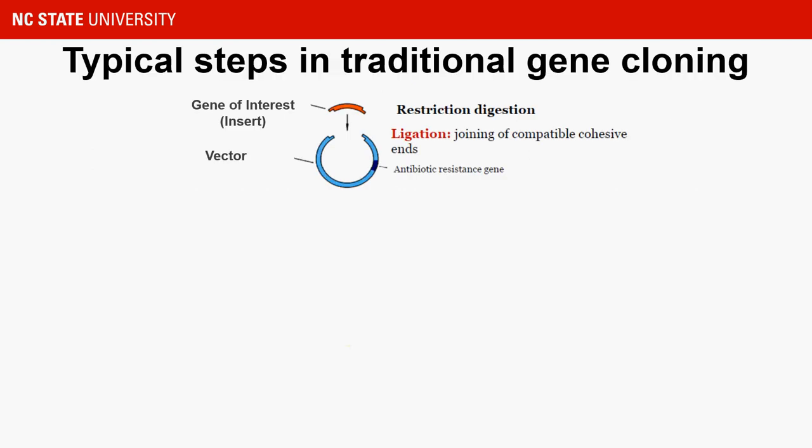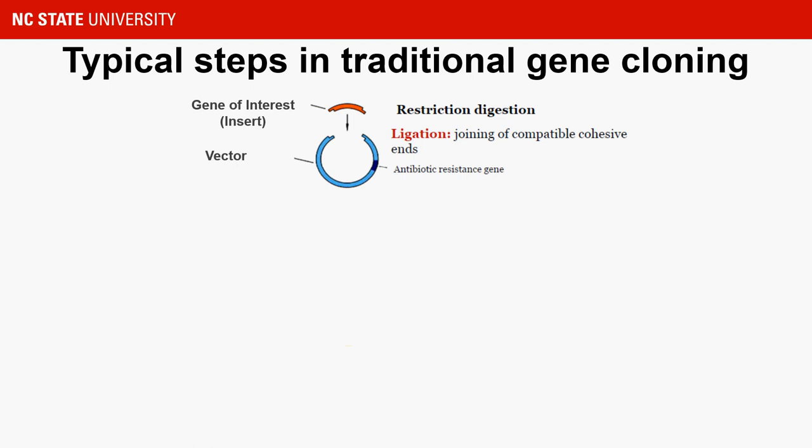Traditional gene cloning usually involves the following steps. First, we need to isolate our gene of interest, which usually serves as the insert. Then, we will select the vector, which usually contains a selectable marker and a multi-restriction enzyme site. We then digest both insert and vector with restriction enzymes.